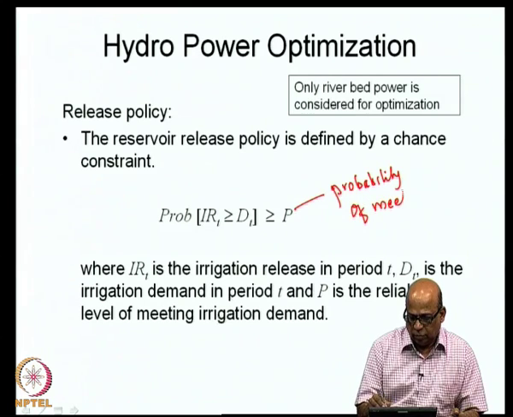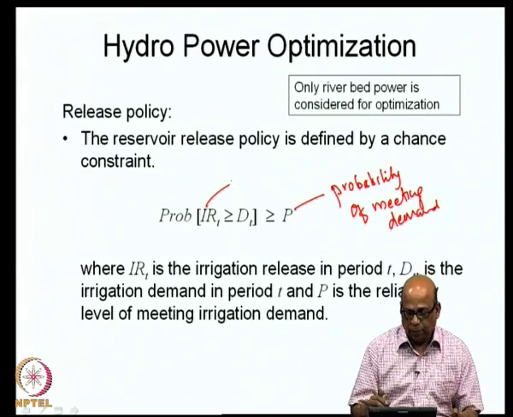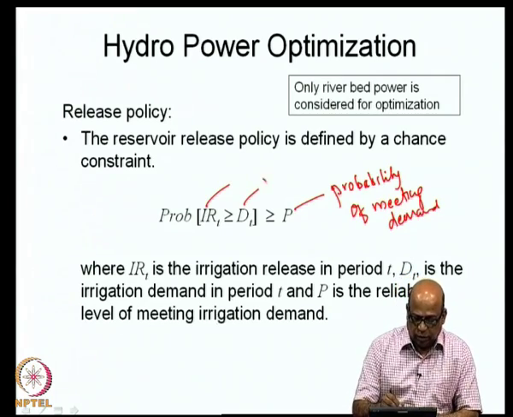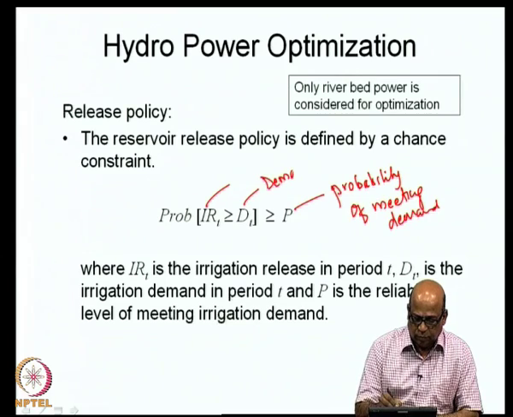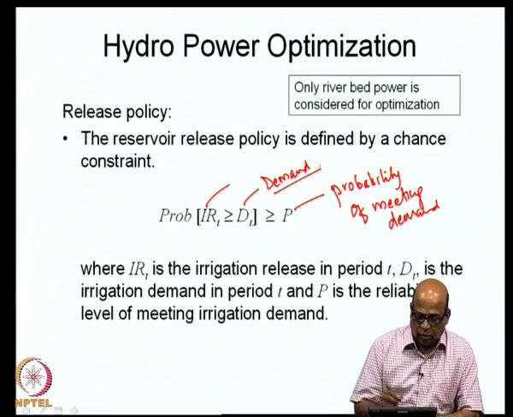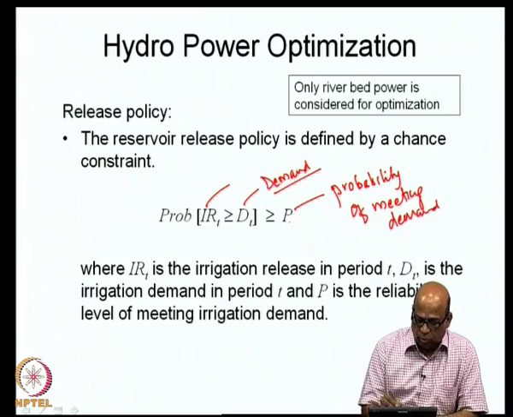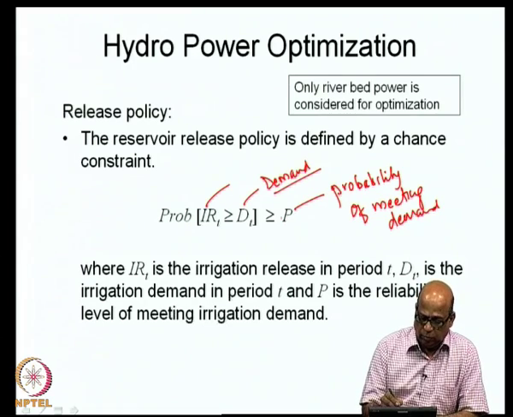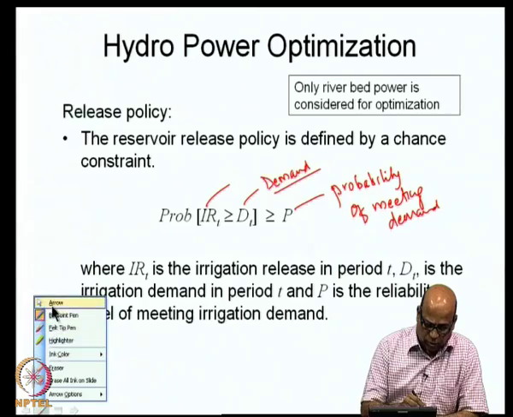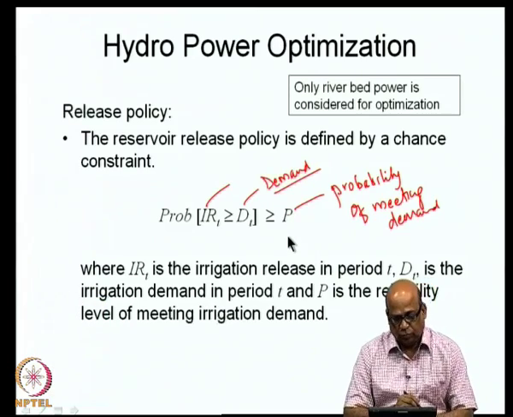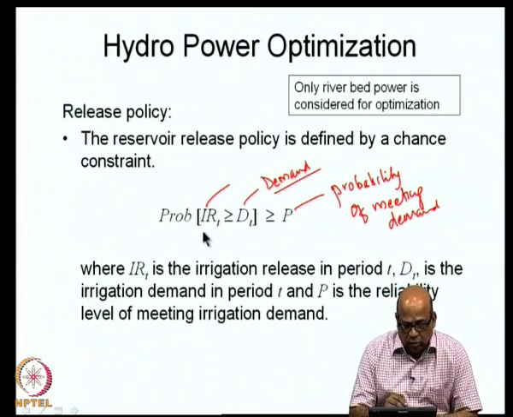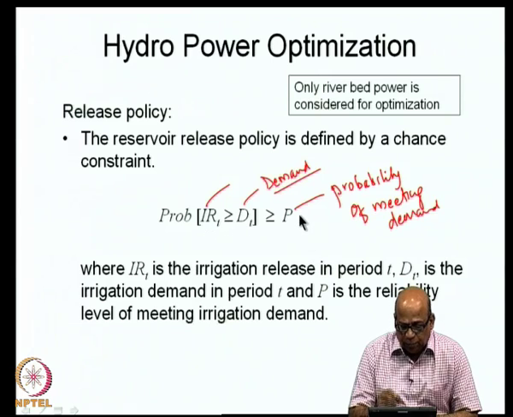Meeting irrigation demands, and this is the irrigation release that is made, and this is the demand in time period T. In general, we can also make this as PT. That means we may specify different levels of probabilities for different time periods. So, this is the chance constraint now.